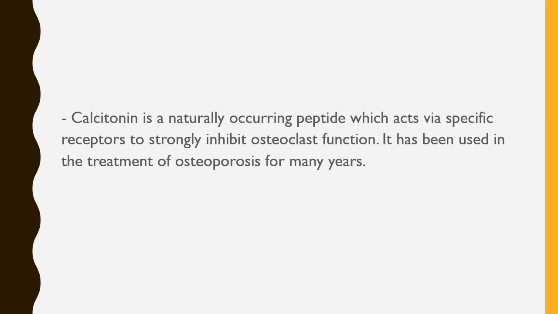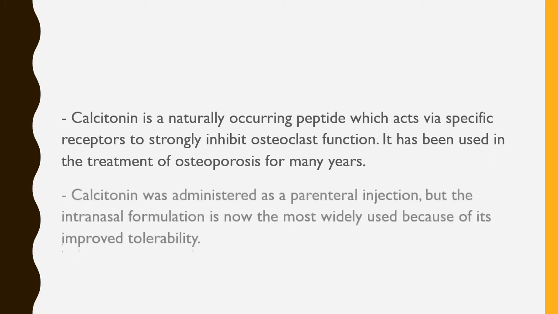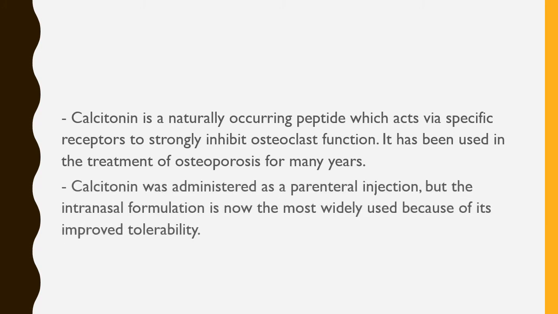Calcitonin is a naturally occurring peptide which acts via specific receptors, so it strongly inhibits osteoclast function. It is also an anti-resorptive agent and has been used in the treatment of osteoporosis for many years. Calcitonin was administered as a parenteral injection, but the intranasal formulation is now the most widely used because of its improved tolerability.